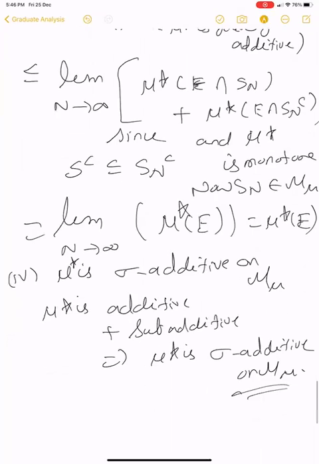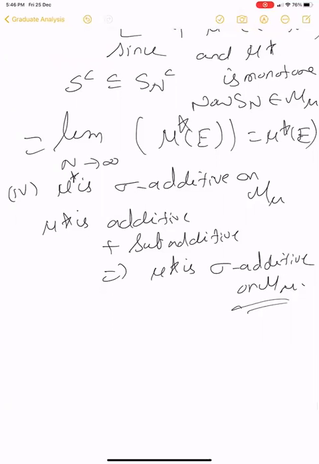The screen is gone. So we have proved everything. We have proved that mu star is sigma additive on the sigma algebra mu. That's what we wanted to prove.